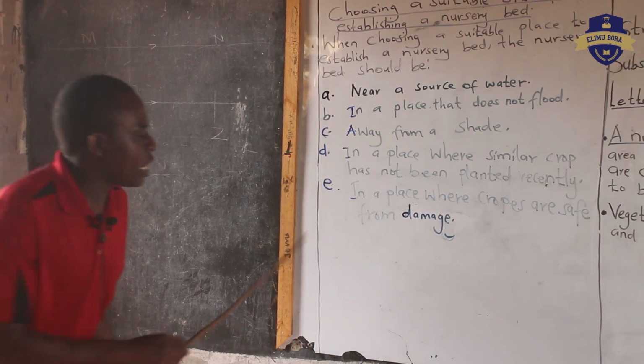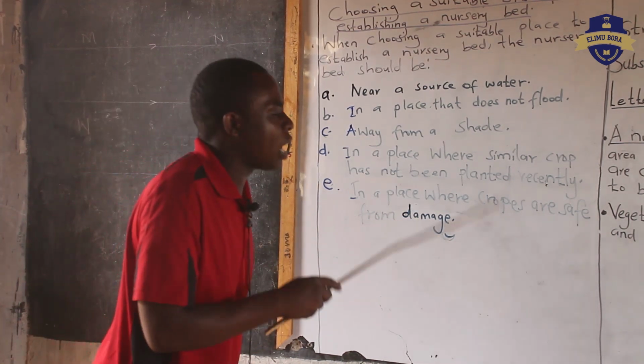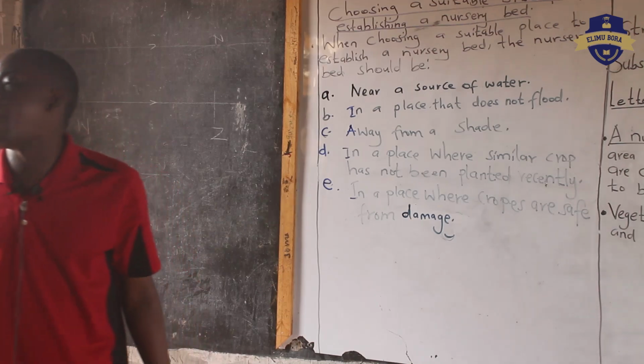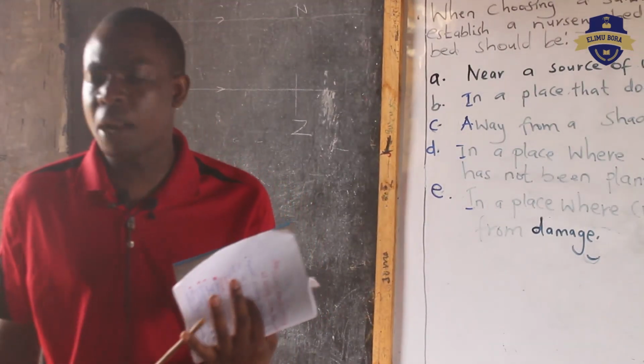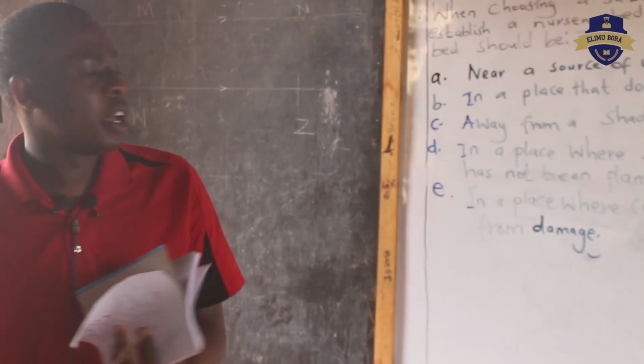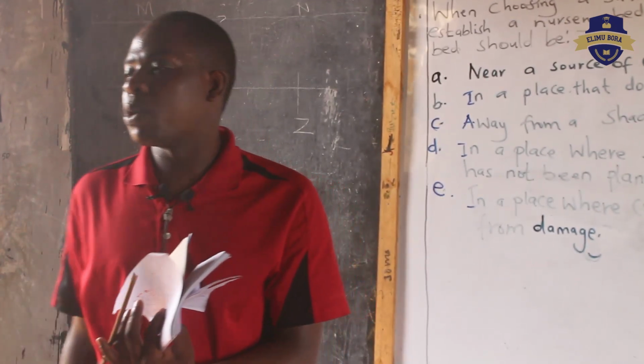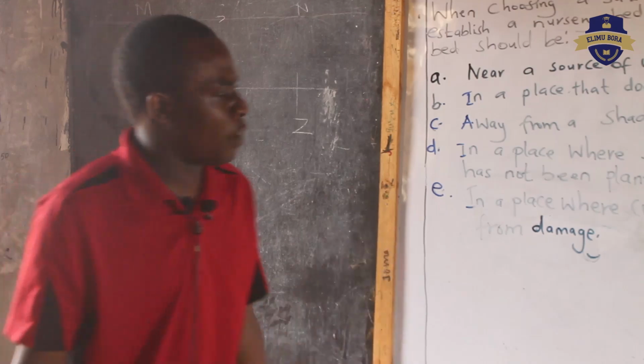The last point we can say, in a place where crops are safe from damage. We have animals which can destroy our crops. So, we are supposed to make our plants safe.